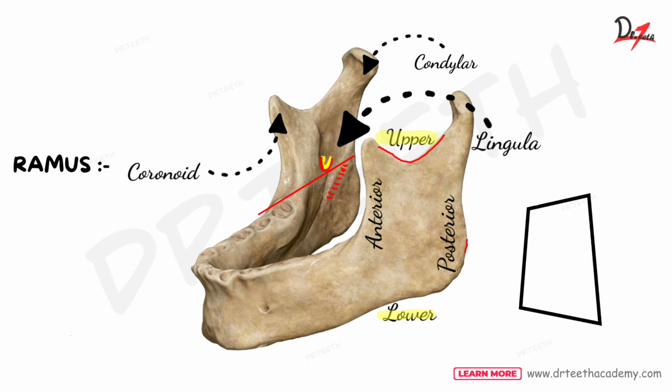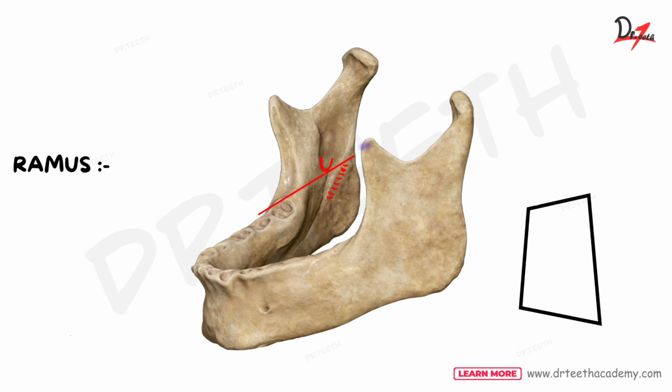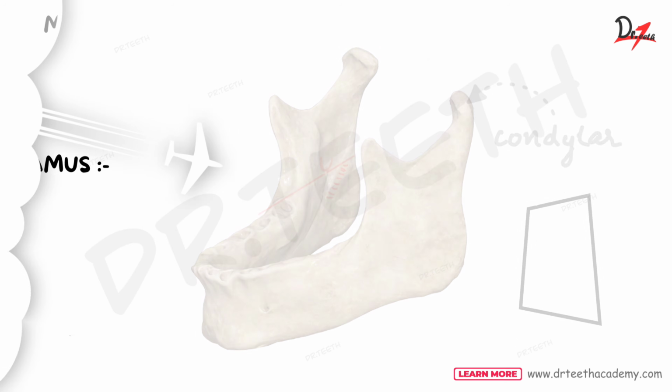The lower border is the backward continuation of the base of the mandible. Its anterior border is thin, while the posterior border is thick. This is the antero-superior part of the ramus, and this is the posterior-superior part of the ramus. Note that the coronoid process is a flattened triangular upward projection from the antero-superior part of the ramus, and the condylar process is an upward projection from the posterior-superior part of the ramus.